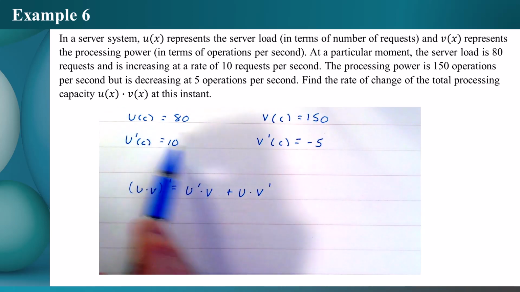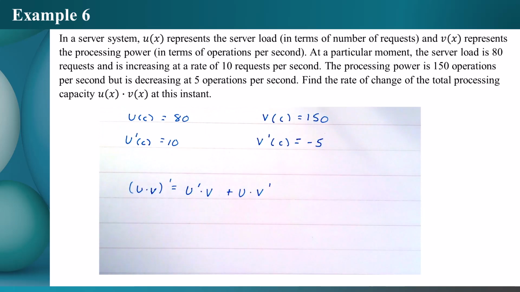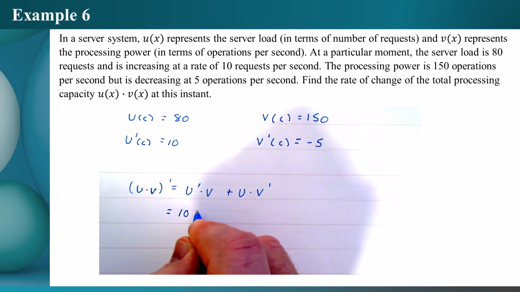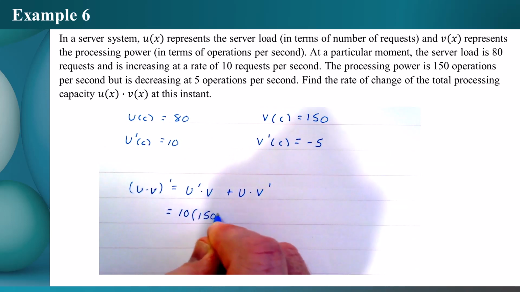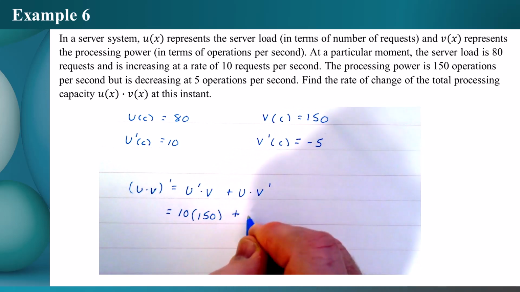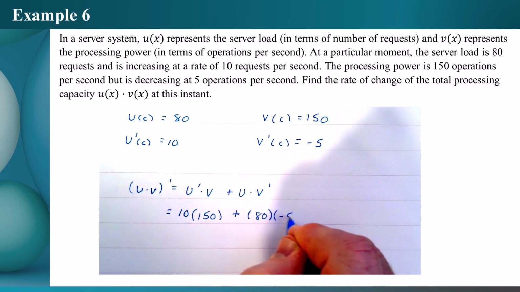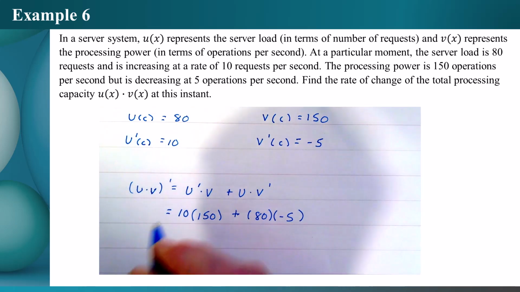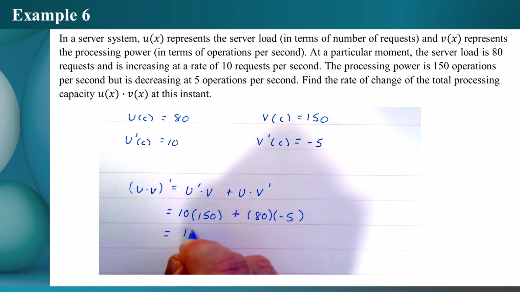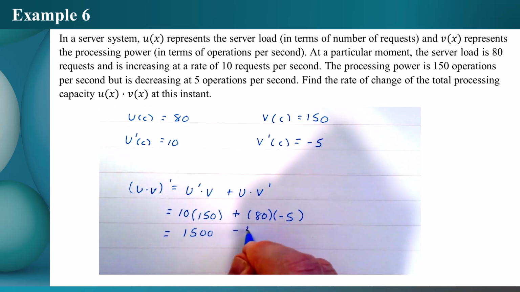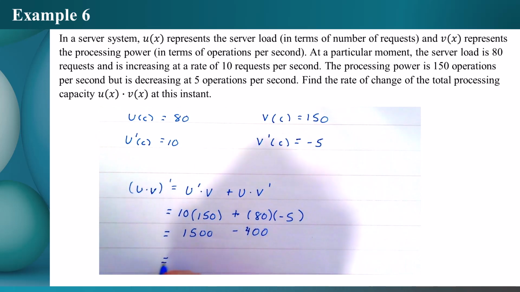And we have these values of what's going on at this particular moment, so let's just plug those in. U prime is equal to 10, V is equal to 150, plus U, which is equal to 80, and V prime, which is equal to -5. Looks like that's going to give us 1,500. This will give us -400. Looks like our rate of change at this moment will be 1,100.